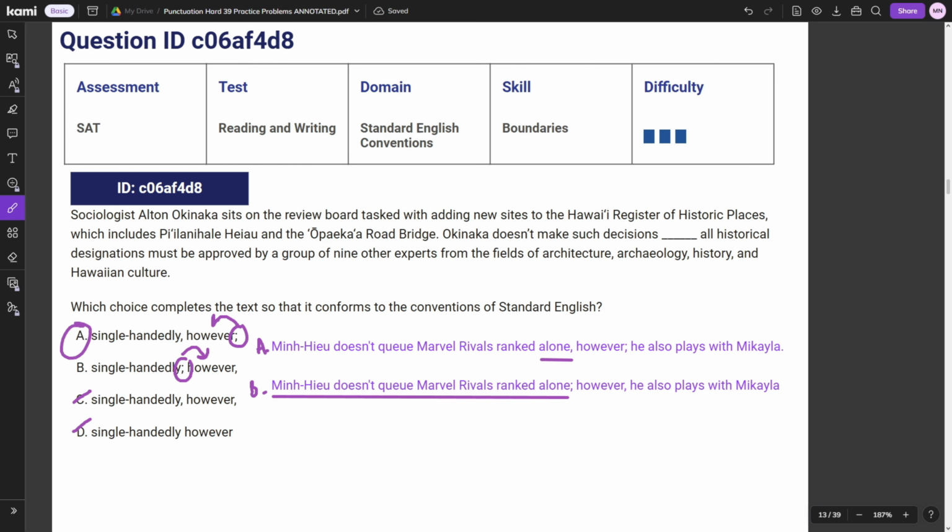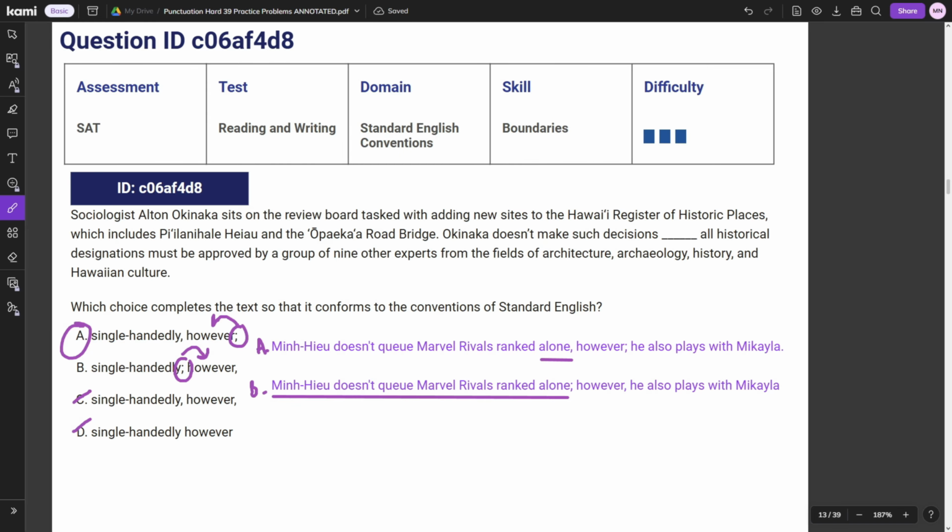I don't play Marvel Rivals ranked alone. Now let me add a little bit of detail to that. I also play with Michaela. That's how that transition word is being used. And does it make sense? Yeah. I don't play alone because I play with someone else. Both of those match up and they make sense. So that's why A would be our answer. That's why the semicolon would come after the transition word.